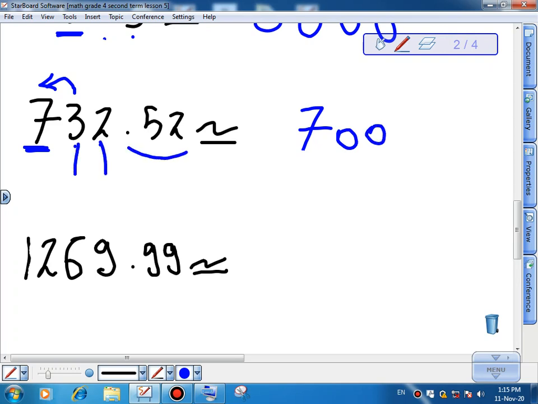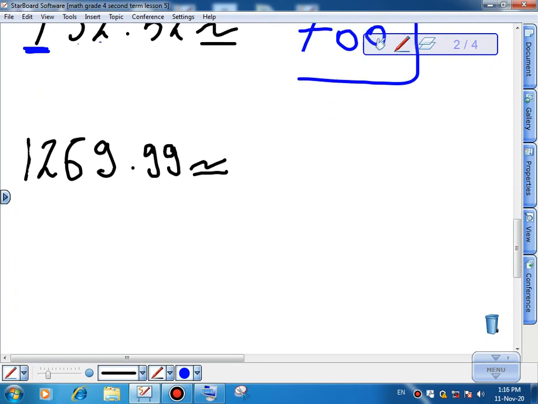And there is a decimal part. If I say the decimal part, it will be cancelled. Cancel the decimal part. It will be 700. So 700 is the simplest form of 732.52, the approximation. This is the meaning of approximation: I don't need to know the number accurately. Okay? Another one.